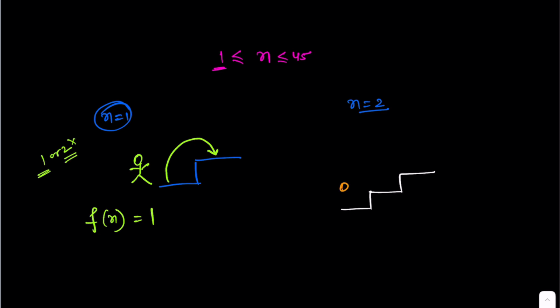Okay. Let's take another example. What if n is equal to 2? In this case, we have 2 stairs. So we can either take 1 step at a time to reach the top like this, or we can directly jump to the top by taking 2 steps at a time. In this case, thus, the solution for f of 2 will be 2. Let's take another example.